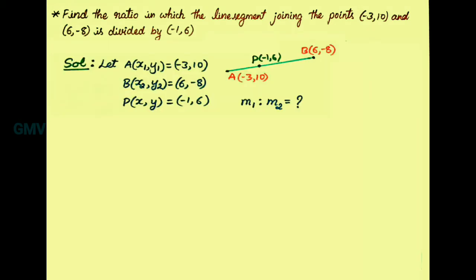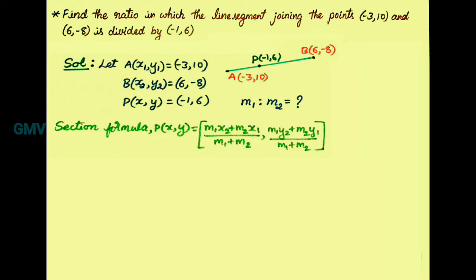See the solution. Let A (x1, y1) equals (minus 3, 10), B (x2, y2) is equal to (6, minus 8), P (x, y) equals (minus 1, 6). We have to find m1 is to m2, so m1 is to m2 is equal to question mark. Now we have to take the section formula. P (x, y) equals (m1 x2 plus m2 x1) by (m1 plus m2), (m1 y2 plus m2 y1) by (m1 plus m2).